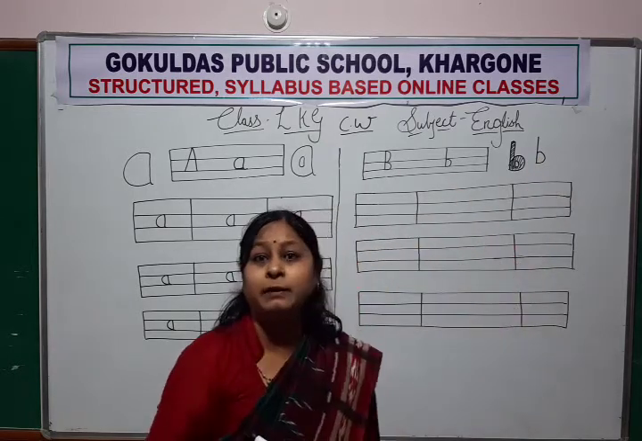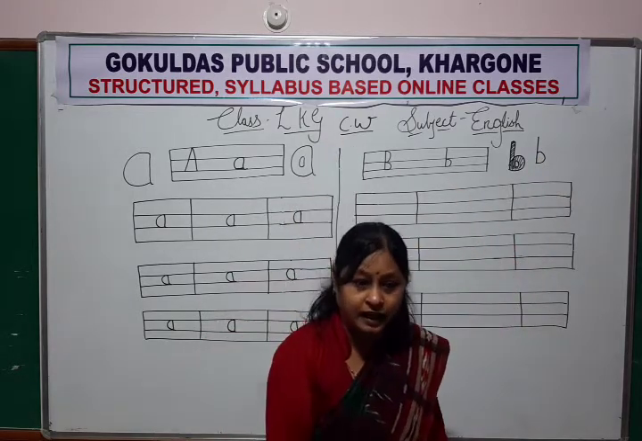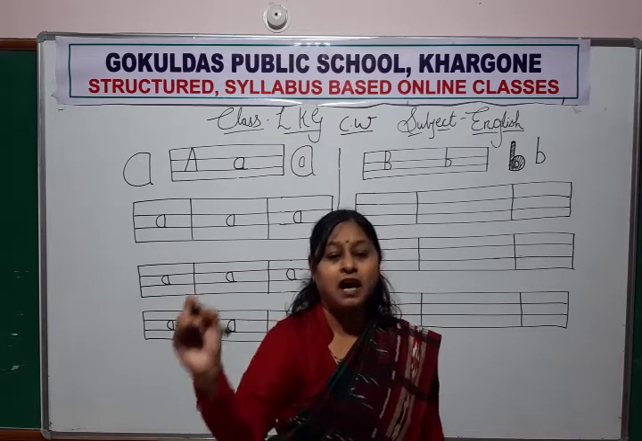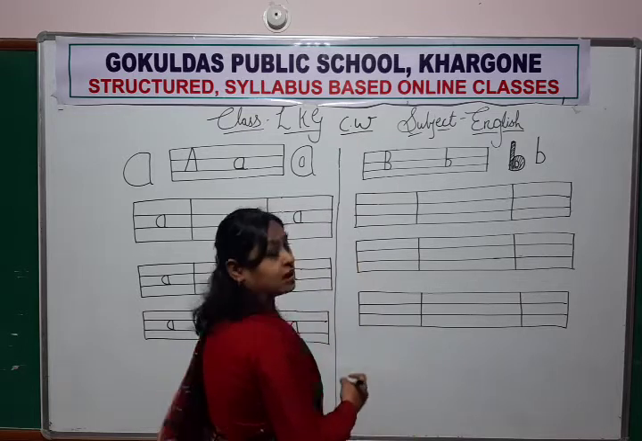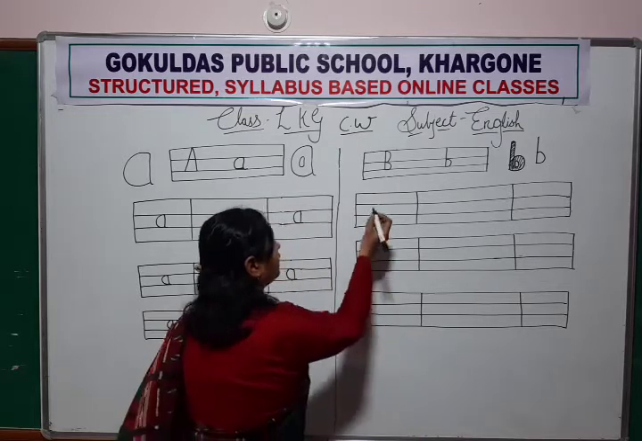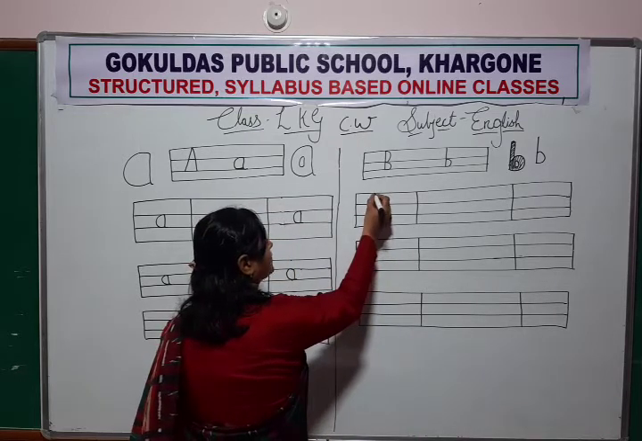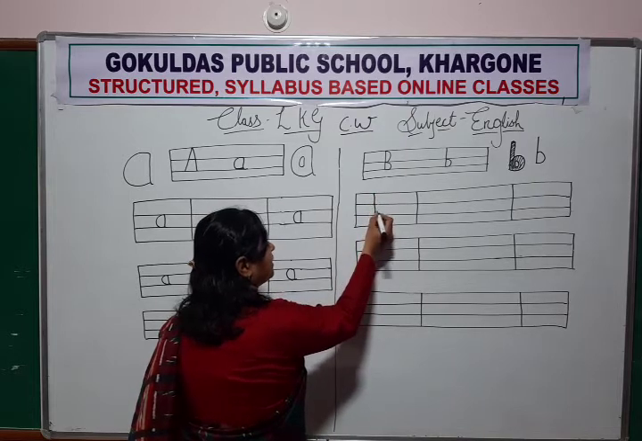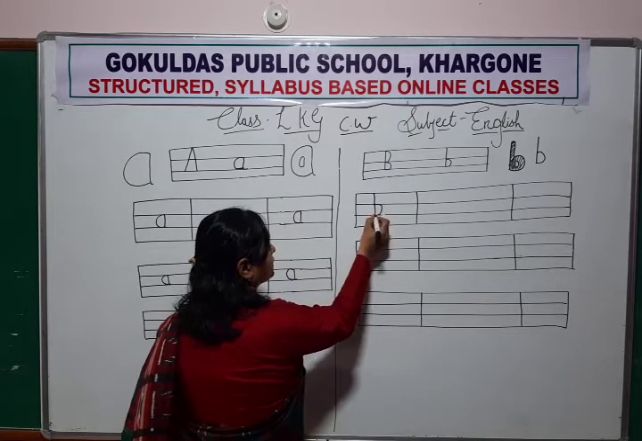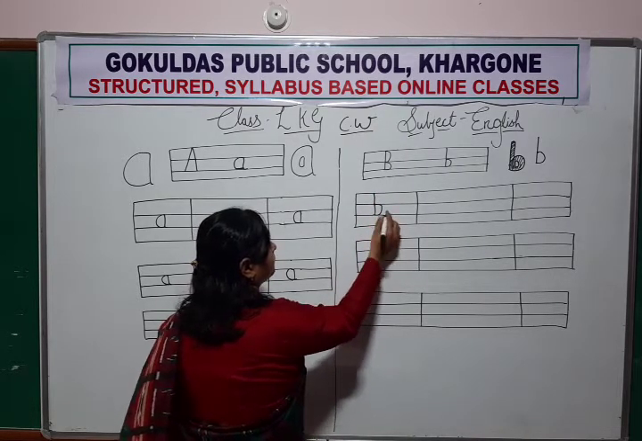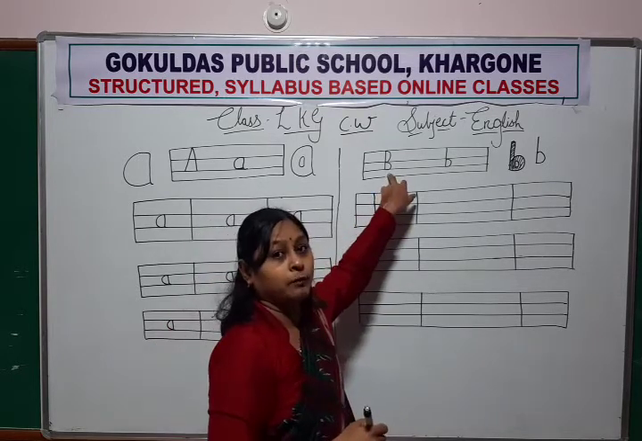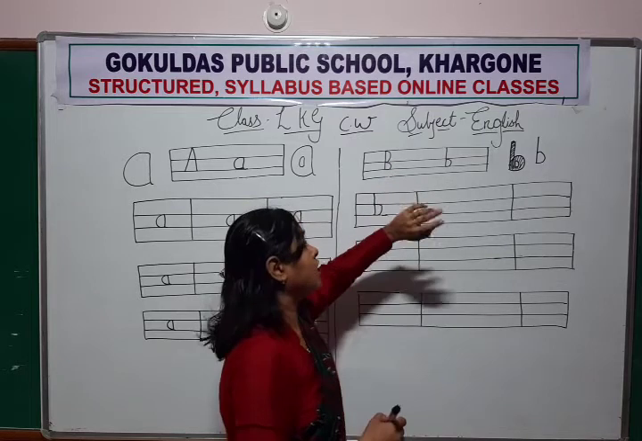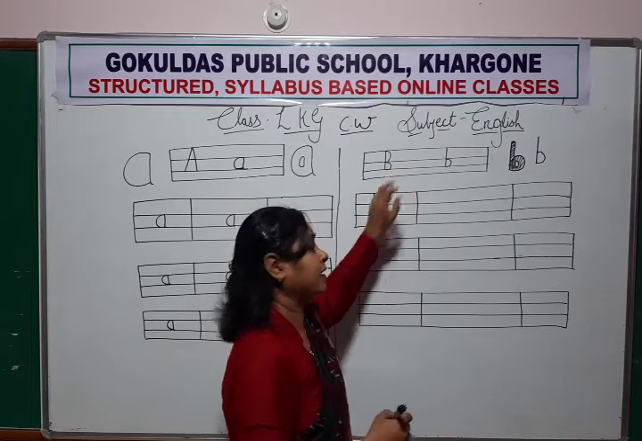How will you write baby B? Standing line and then half circle. Okay. So let us start to write from upper line to base line, standing line and then half circle. B. B. Sound of B is B.